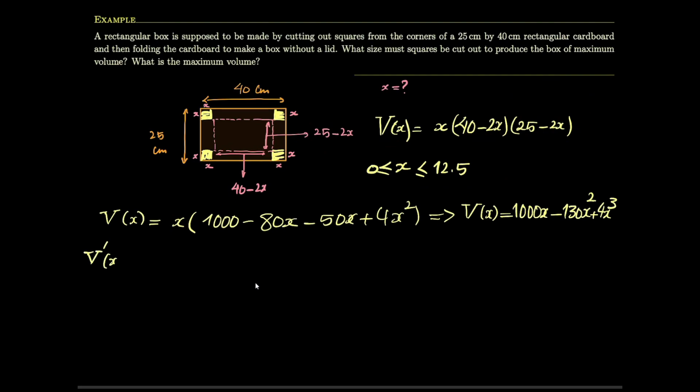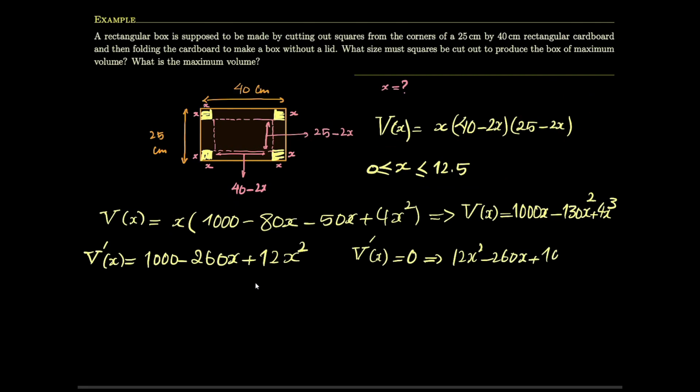The derivative of v is simply 1000 minus 260x plus 12x squared. Oops, these are really big numbers. Okay. So I put the derivative equal to 0. Okay, so we have to suffer a little bit. So this means that 12x squared minus 260x. Of course, you can use your calculator, but let us try.